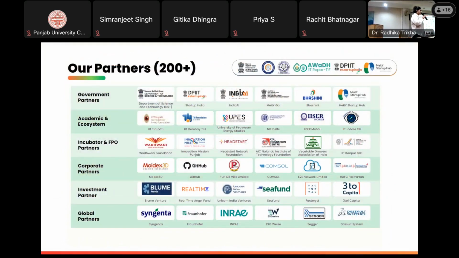These are our partners, because you cannot do anything completely on your own. You need partners. So we have partners across the ecosystem: from the government side, from the academia side, from the incubators and FPO side, from a number of corporate partners, and a number of investment partners. Because once you start your own business, you need money from various different sources, in the form of debt, equity or a grant.